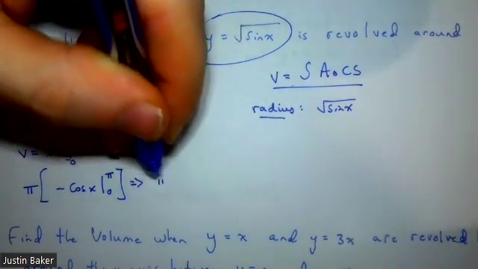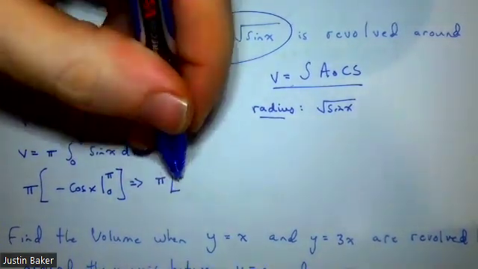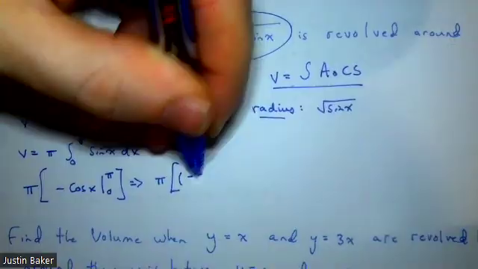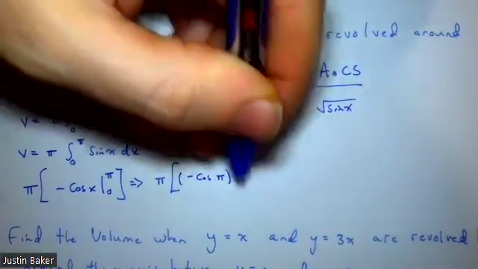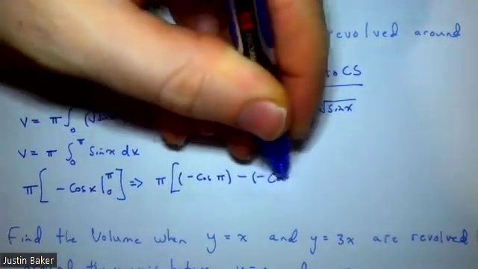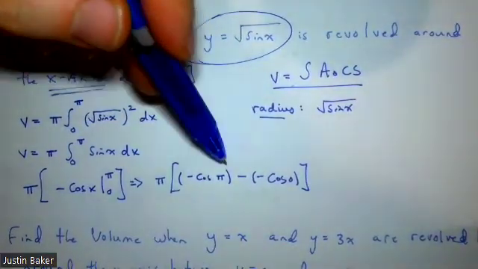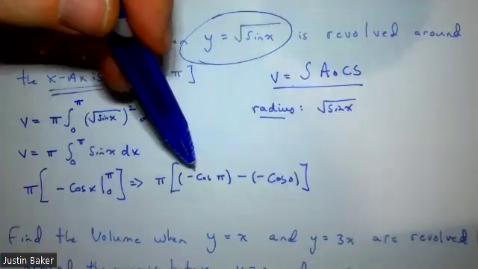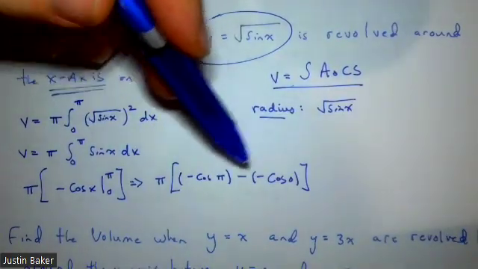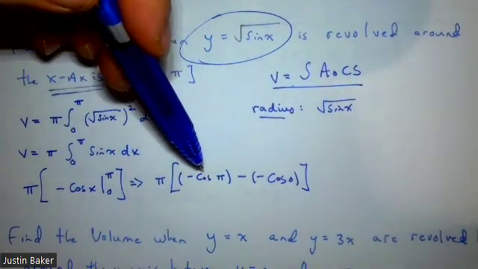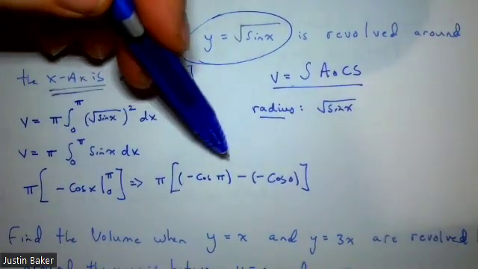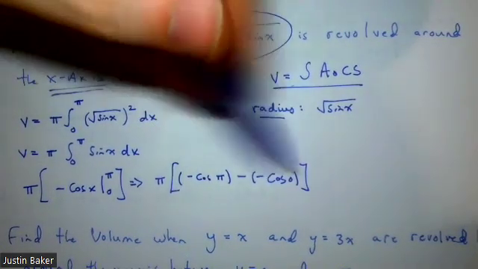Okay, so that's going to be pi times negative cosine pi minus negative cosine 0. I think it's in your best interest to write this all out, just because it's so easy to miss a negative sign in this and that. Like, I'm sure you can do it in your head. I think it's just more likely to avoid silly mistakes by writing it out.